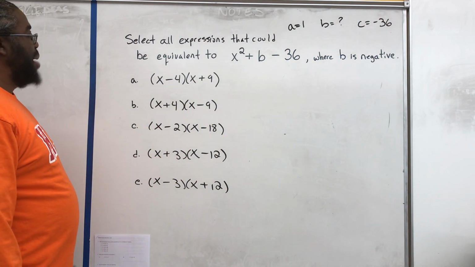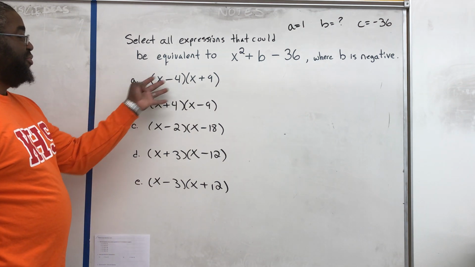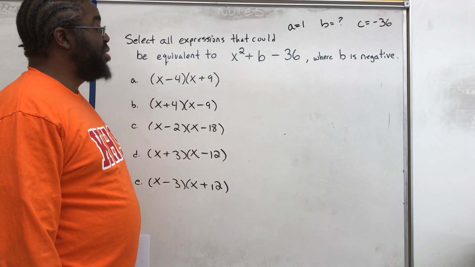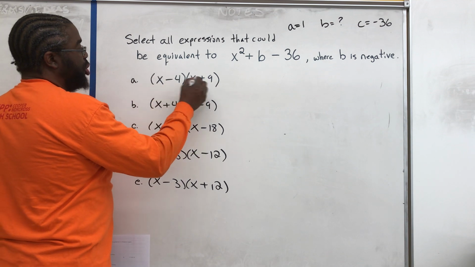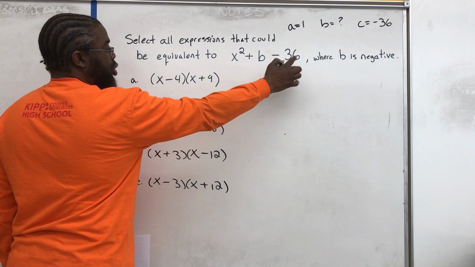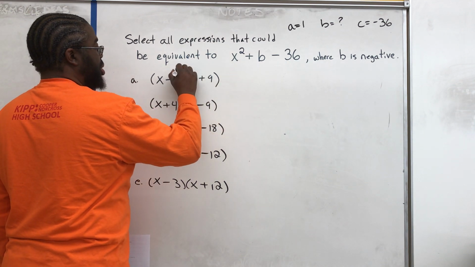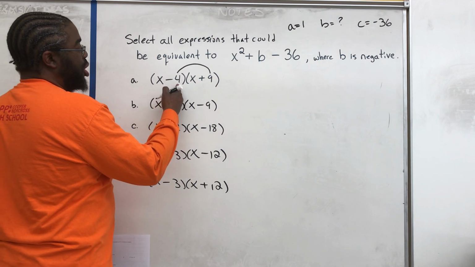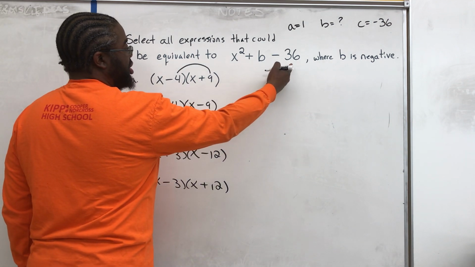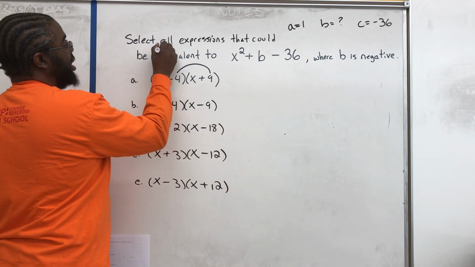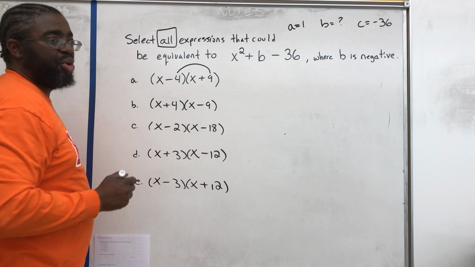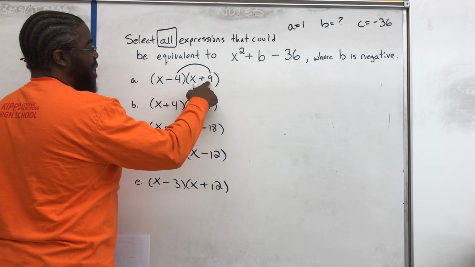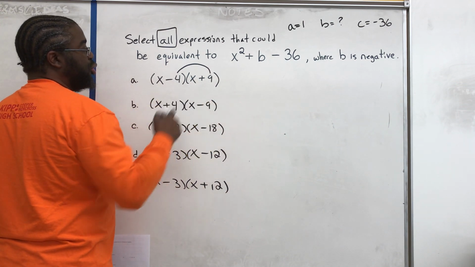Okay, so I'm looking at things that are equivalent. These are all factors, so that means I'm going to be factoring this, right? Okay, so if they're all factors, I know that when I distribute this, I'll get this problem here. So the constant had to come from distributing the number times the number, right? And so negative 4 times 9 is negative 36. So far this looks good. The question says select all, so that means there can be more than one answer, so I'm gonna see how many of these actually work. So far, negative 4 times positive 9 is negative 36, so this looks good so far.